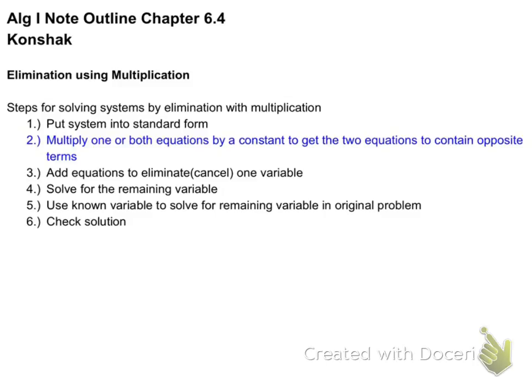Notice it still puts the systems in standard form: the x's over the x's, the y's over the y's, the constants over the constants. Multiply those equations, and then add. I took out the subtract on that as well. So you're just adding to eliminate or cancel one of the variables. Then you can solve for it in step 4, and use that known variable to go back to the original problems like you did last time to solve for the remaining one. And of course, you should always check your solution at the end.